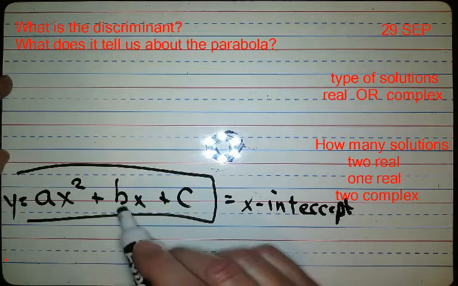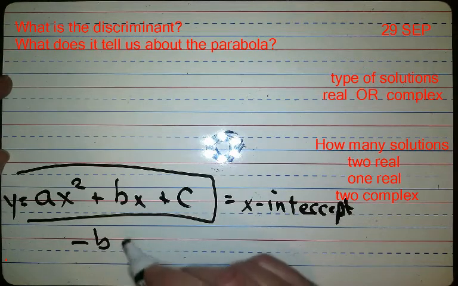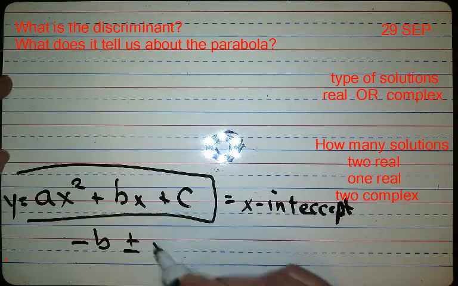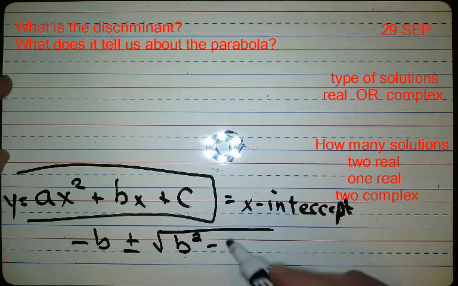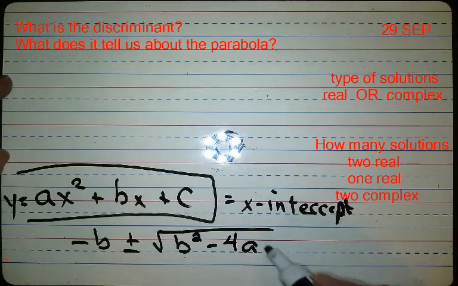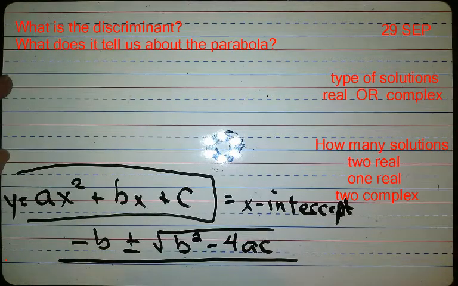He said, I'm going to take the opposite of the middle number, and then I'm going to take the middle number and square it and subtract 4 times a, that's the first number, and times c, that's the last number. And then I'm going to divide the whole thing by 2 times a. And believe it or not, that told him the x-intercepts. Yay!